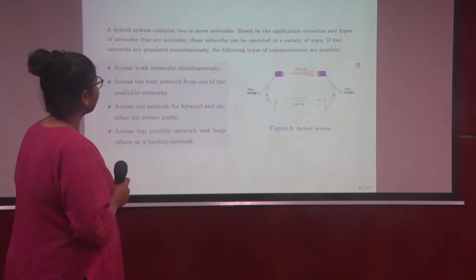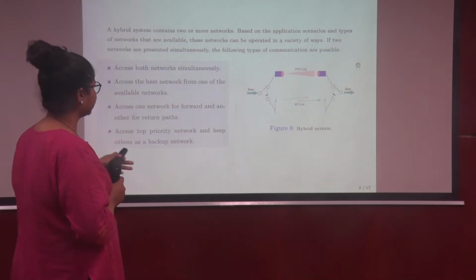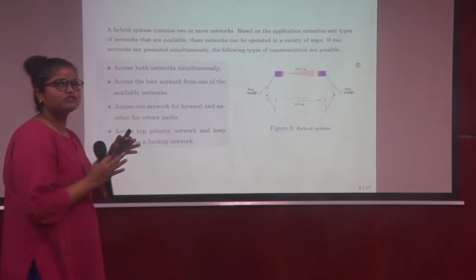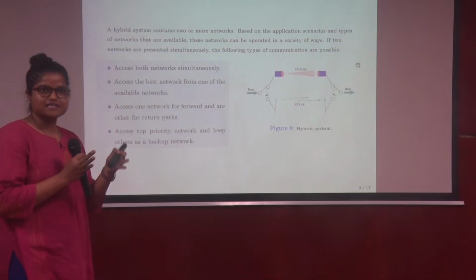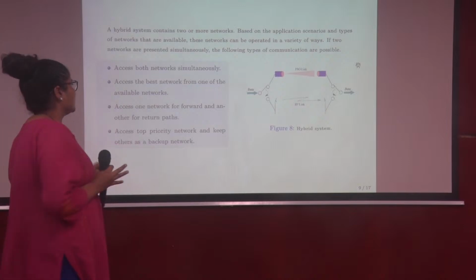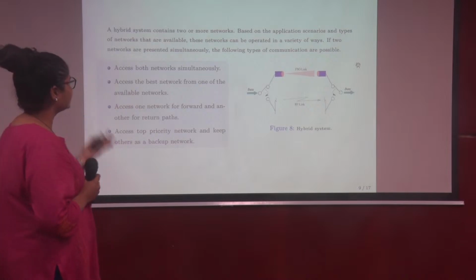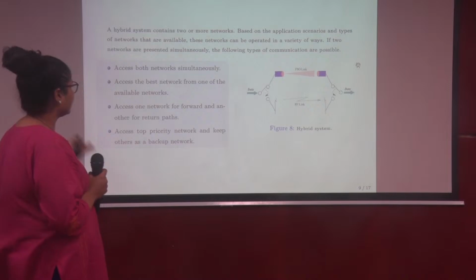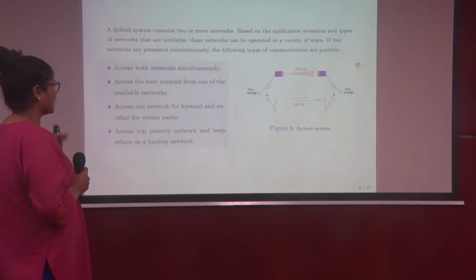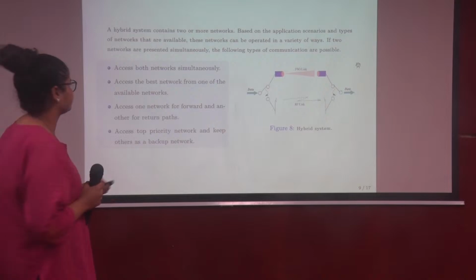Here is how these hybrid systems work. If we consider both networks simultaneously, we can use both networks for transmitting the data. Second, we can access the best network among both of them. Third, we use one link for forwarding the data and the other link for the return path. And most commonly we use the fourth method, that is, the top priority network, keeping the other one as the backup.